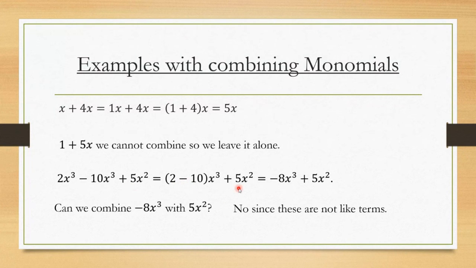The 5x squared is still there, but notice we cannot combine it with anything, right? 5x squared and negative 8x cubed, they're not like terms. Their degrees are different. This is degree 3, this is degree 2, so we can't combine those. We just leave them alone. They're not like terms, they're unlike terms. Okay, that's fun. Then what? Well, now we're ready to define polynomials. Are there any questions on this though?